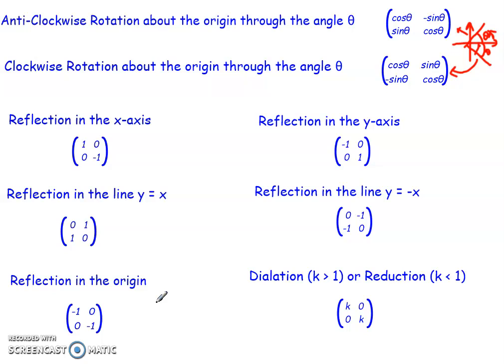And then finally, our matrix where we scale up or scale down, so we look at dilation or reduction, is given by k, 0, 0, k. Now, for this one, if k is bigger than 1, this is dilation. So this is expansion, this is scaling up. If k is less than 1, this is reduction. So this is us making our line smaller, or our image smaller for the points.